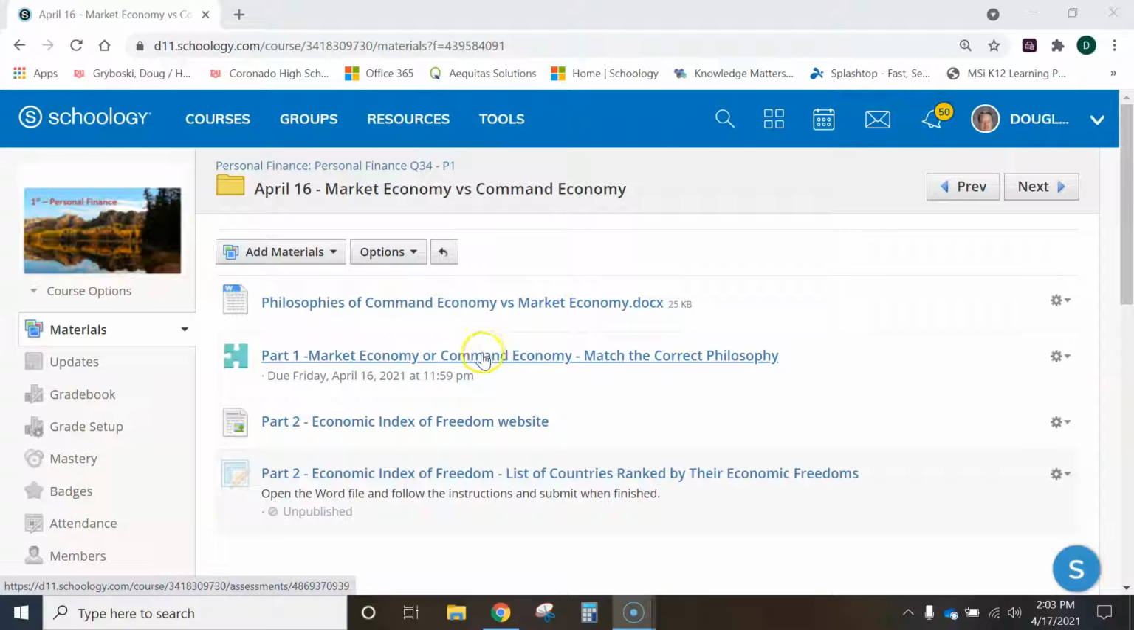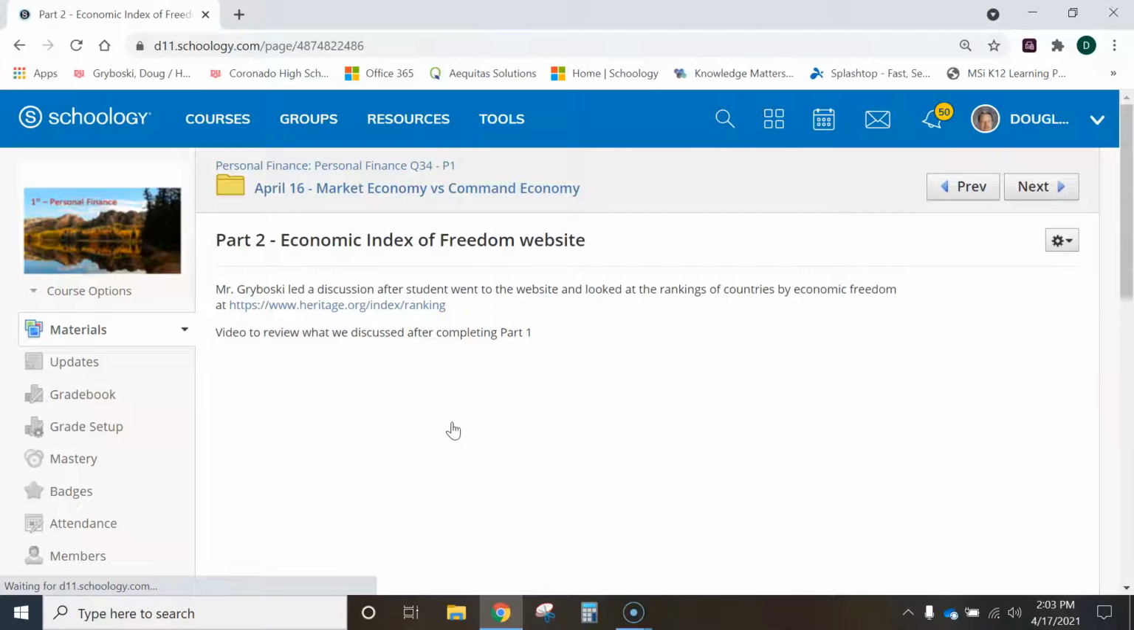And then I said, when you're completing this one, if you get stuck, you may have to consult this Word file to help you find the correct answer. So after we were finished with that, I had a little class discussion. I told the students to go to this website.